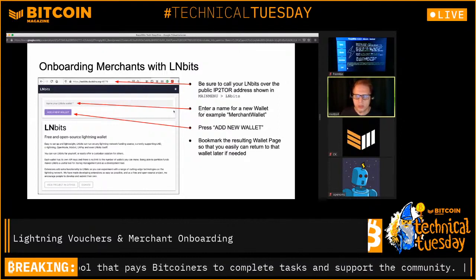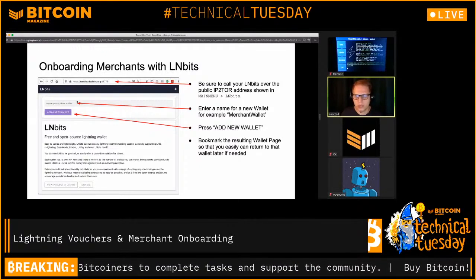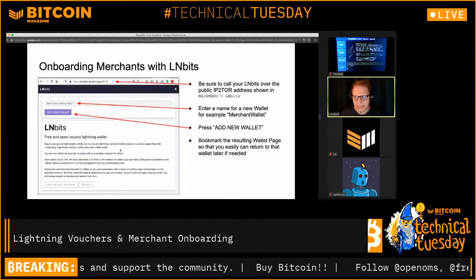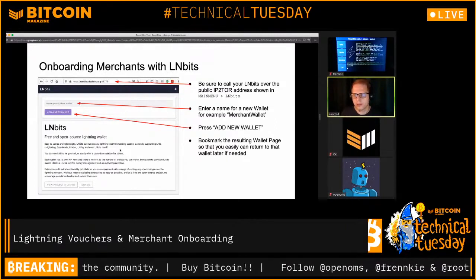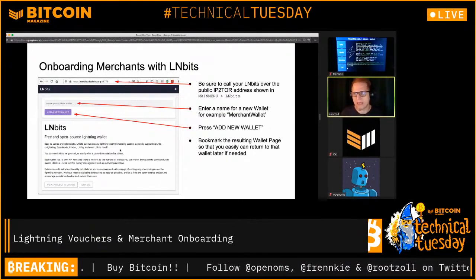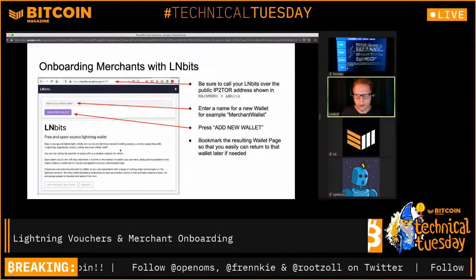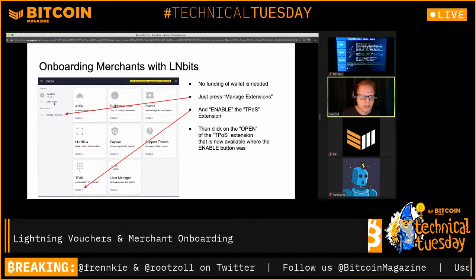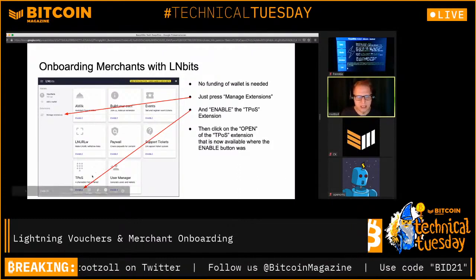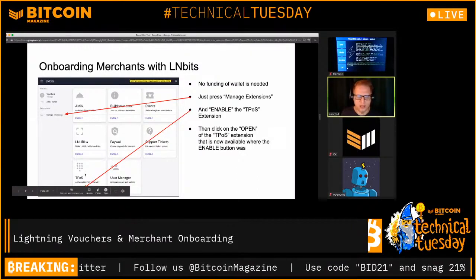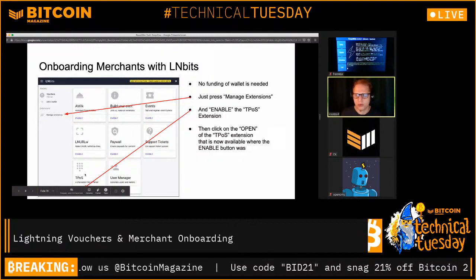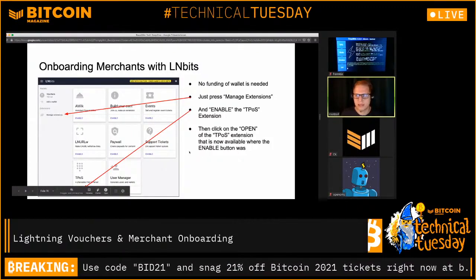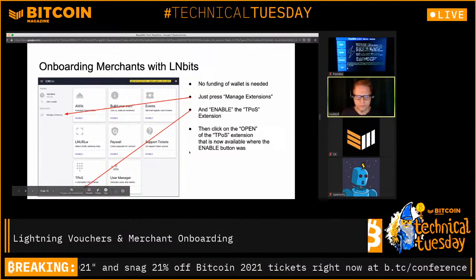Then you will enter a wallet here. You can call it like merchant wallet. Then you press add new wallet. And again, think about bookmarking this one, so that you can find it again easily later on. Then in this wallet that is created, go to Manage Extensions, and this time we will need the TPOS extension, and there click on Enable. Enable will turn into Open, and you click Open, and then the TPOS extension or plugin will open.